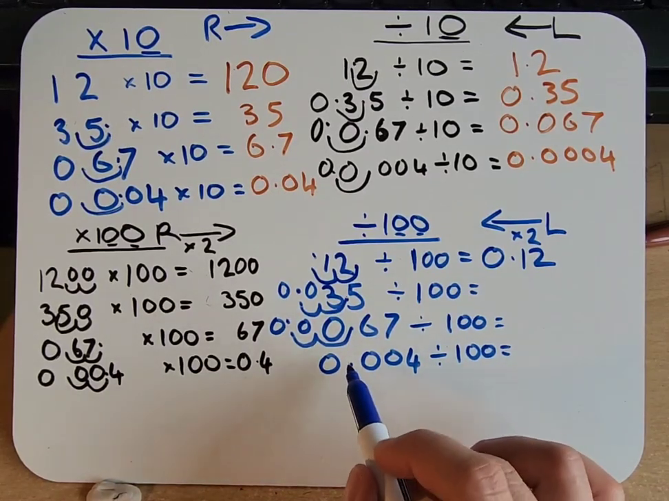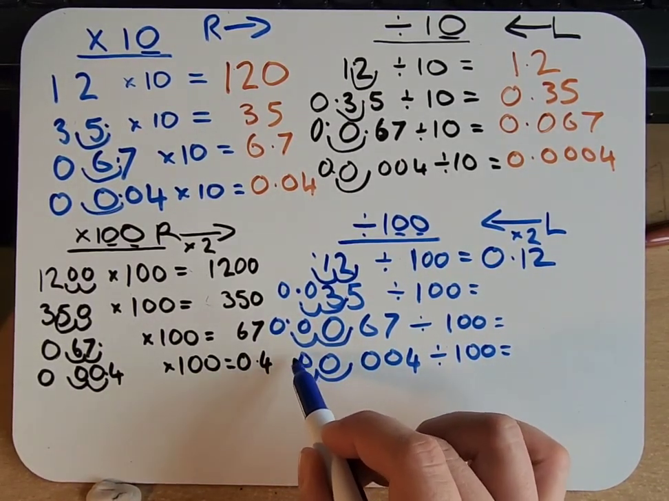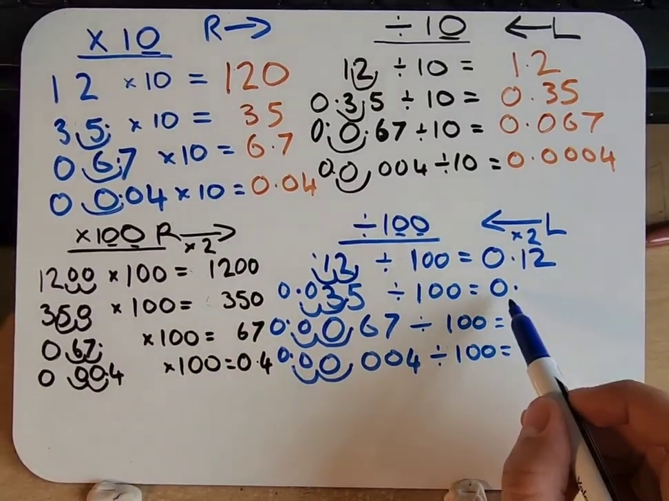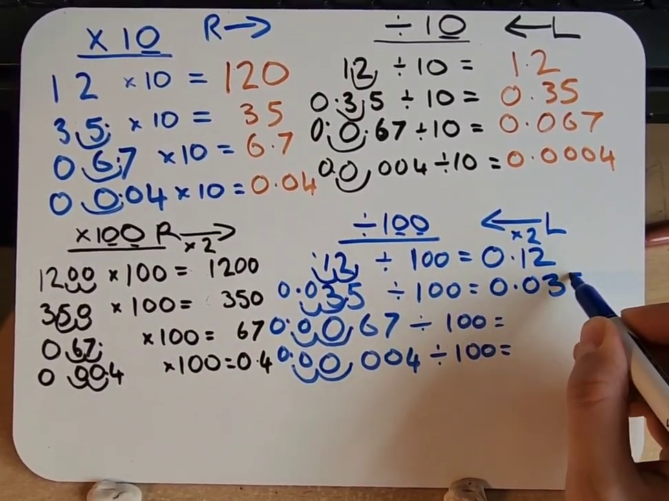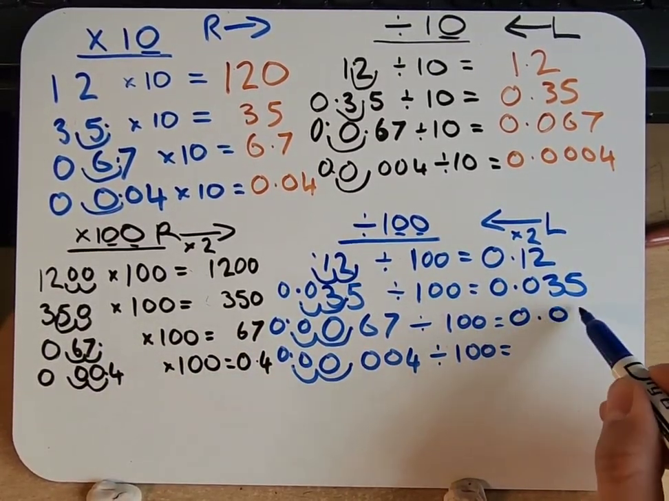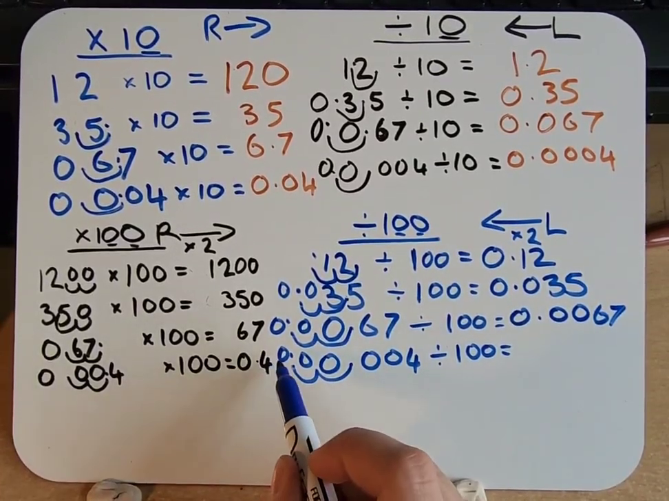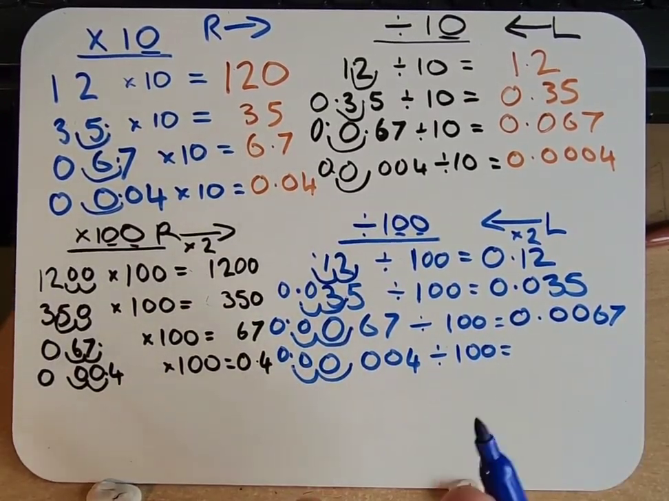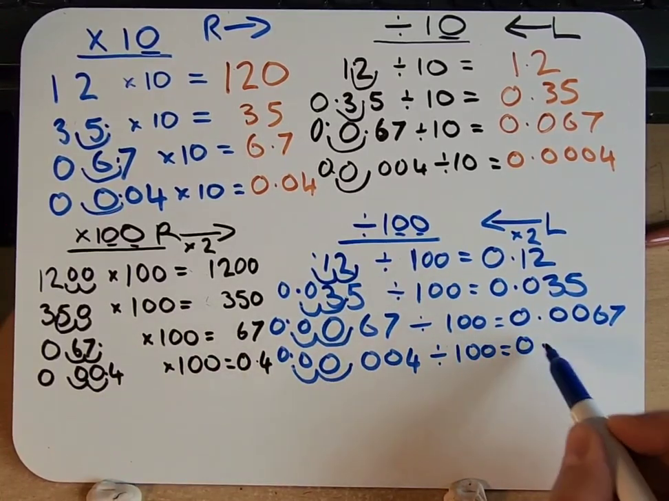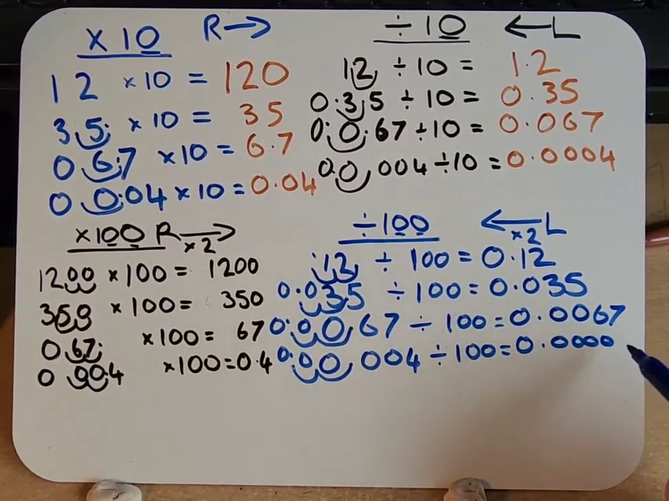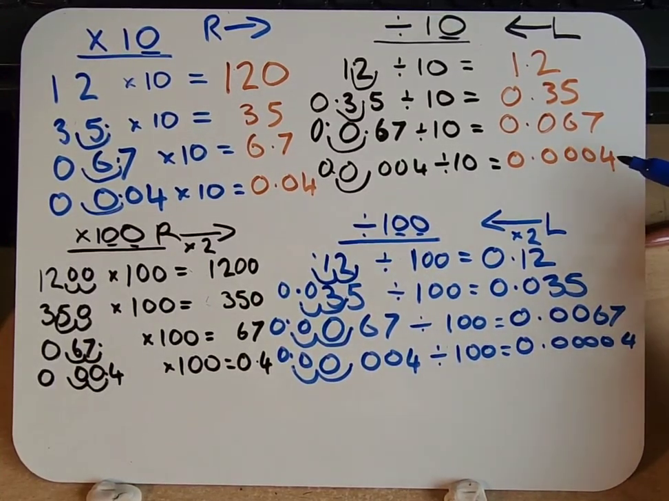Here we are going to do the same thing, once and twice. Okay? I'll show you what these numbers read as. So it's 0.035, 0.0067, 0.0000. So there's going to be 4 zeros. 0.1234. And as you can see, these are all one more 0 than if we had divided by 10.